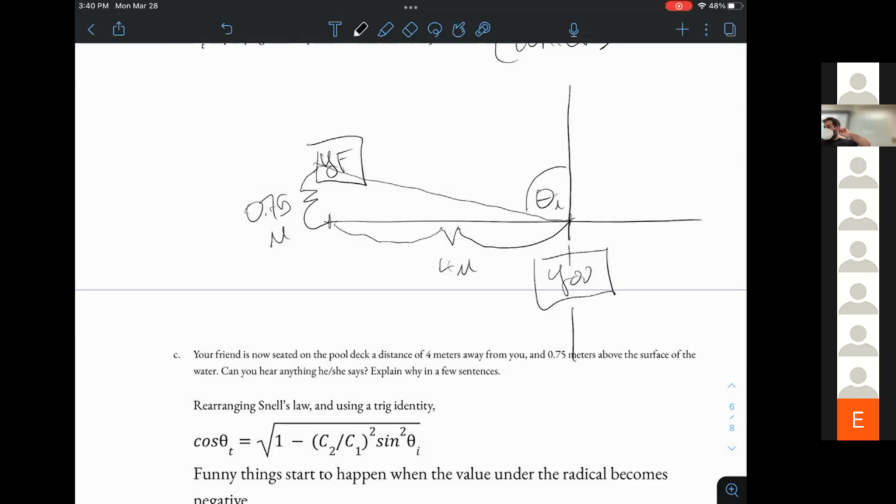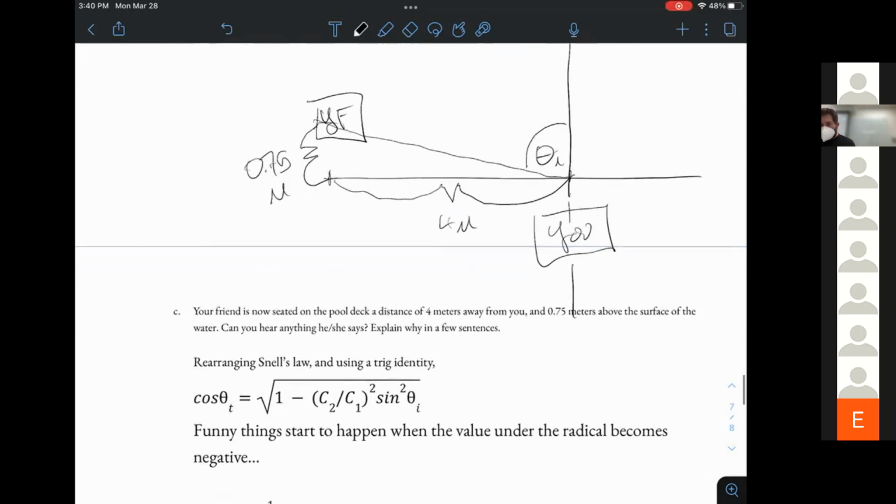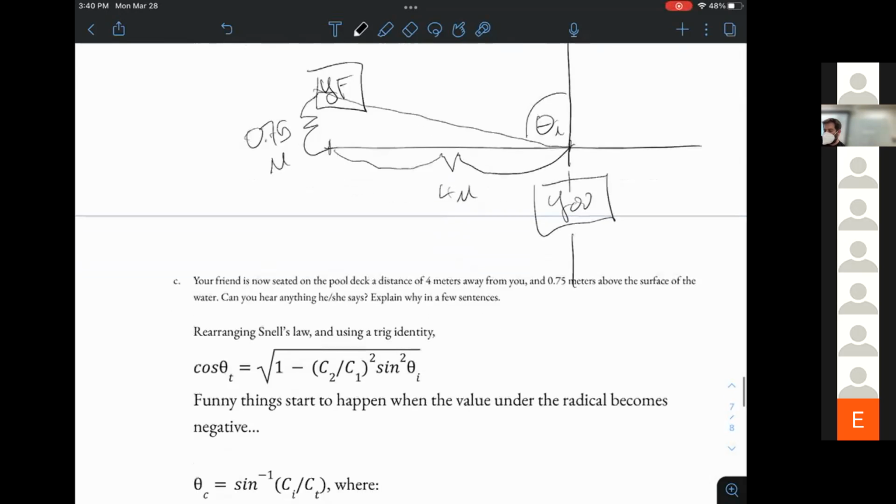So let's talk about how it's going to do it. As long as everybody's okay with my drawing. Pretty sure I did that right? I think so. 4 meters, 7.75 meters. Got an angle theta, incident angle. Feel good about that. Okay, can you hear anything?